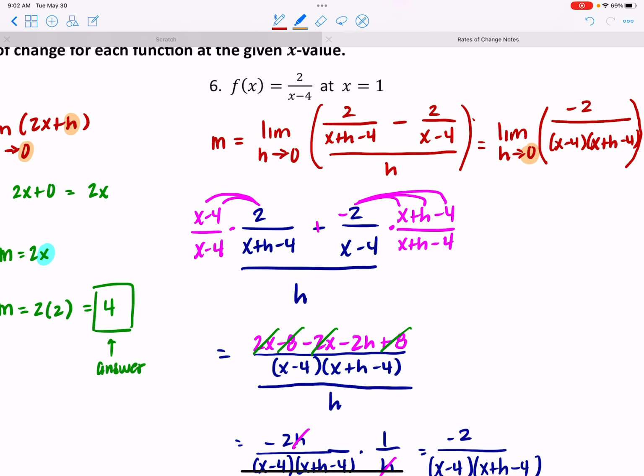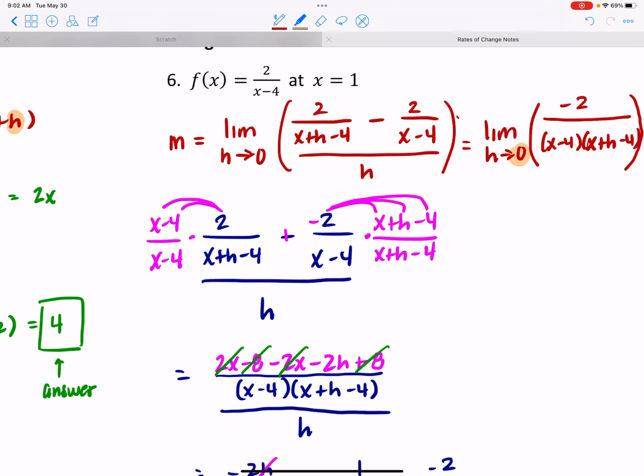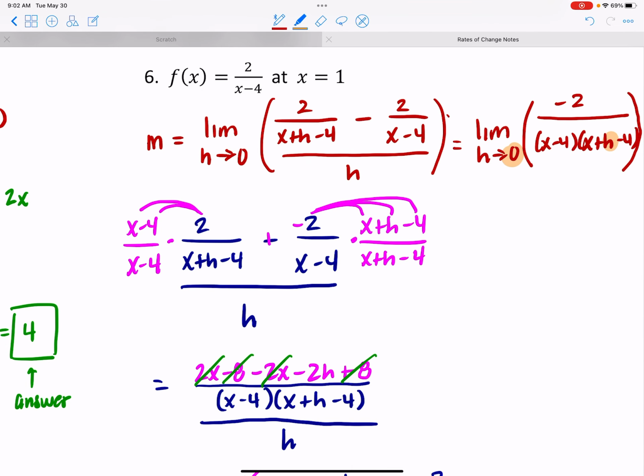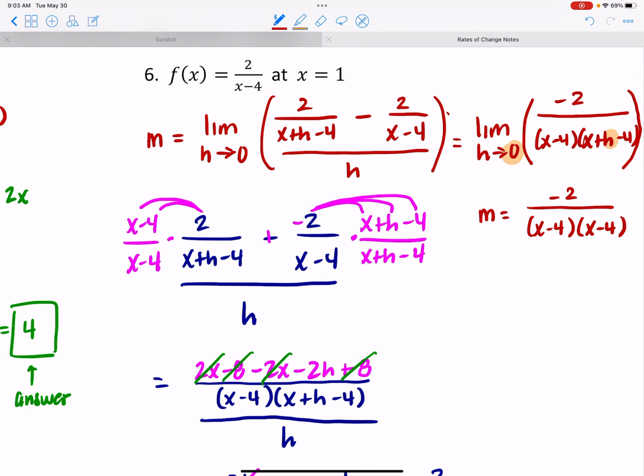So 0 is going to get plugged in where I have an h, which is going to be right here. And so this slope becomes -2 over, I'm going to have an x minus 4, and then x plus 0 minus 4 leaves me another x minus 4. So that's the equation for my slope. Okay, that's the equation for my instantaneous rate of change.